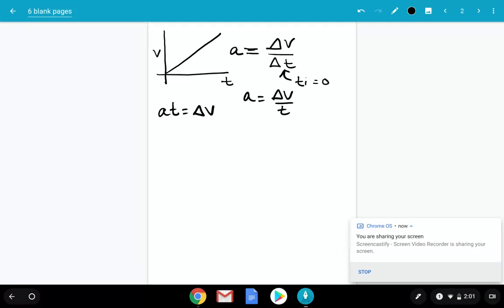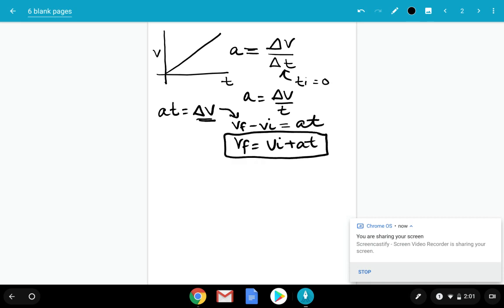get rid of the fraction, and then I'm going to expand this. Now, anytime you have a change in velocity, it is always going to be final minus initial. So final velocity minus initial velocity equals at. That's not how you're going to see it in a textbook. You're going to see it like this. There's your first equation, and it's coming from the slope of the line. Easy peasy.